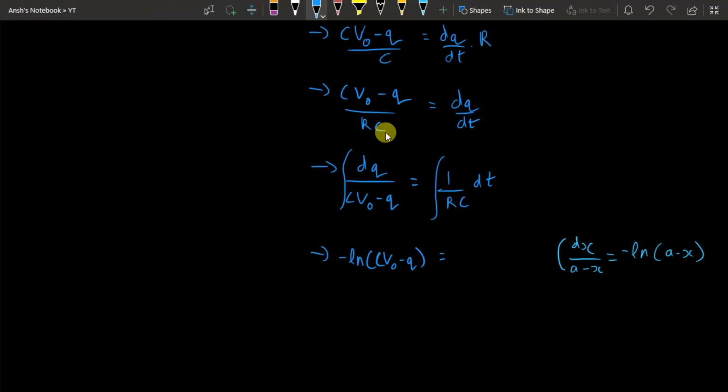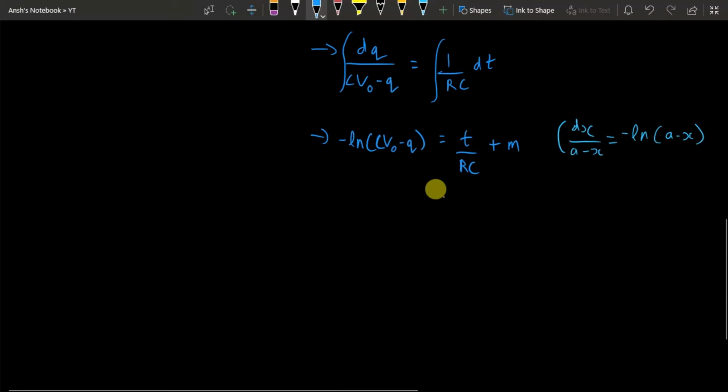The integral of the right side is pretty straightforward. Since r and c are constant with respect to time, they get out of the integral, and the integral of dt would just be equal to t. So we have t over rc plus a constant of integration. Let's denote it by m. Before moving further, we need to find out what m is.